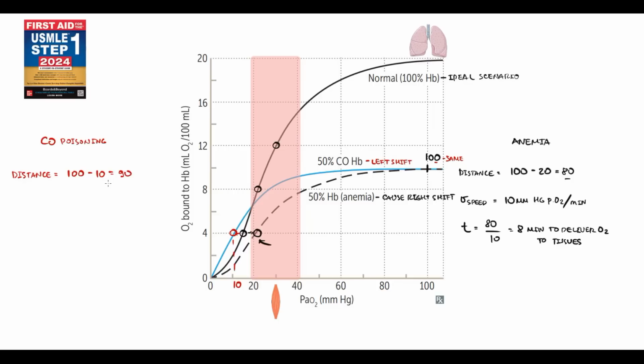100 minus 10 is 90. The speed of hemoglobin is the same, and because distance becomes larger and the speed remains the same, the time of oxygen transportation increases. So now it takes 9 minutes for hemoglobin to deliver first oxygen molecule to the tissues. So as we see, left shift increases the risk of tissue hypoxia.